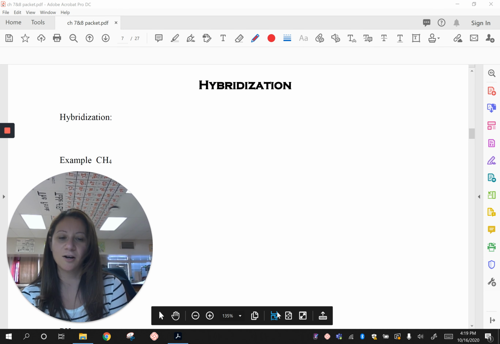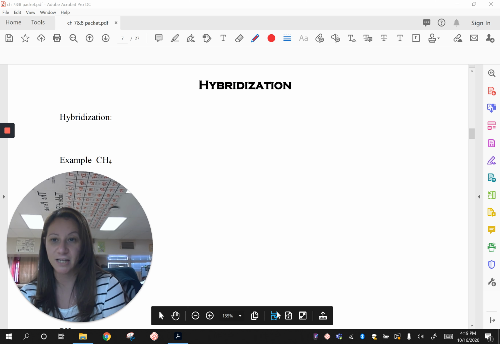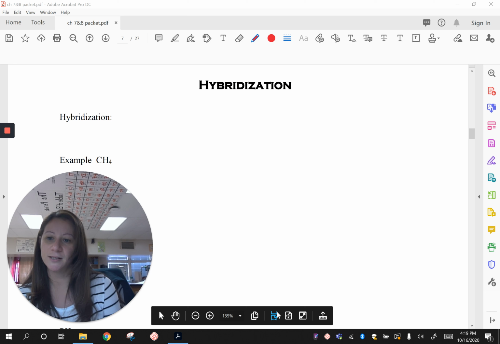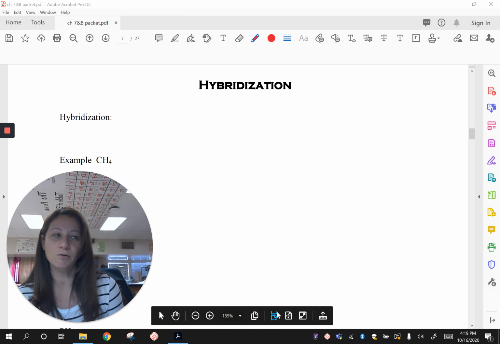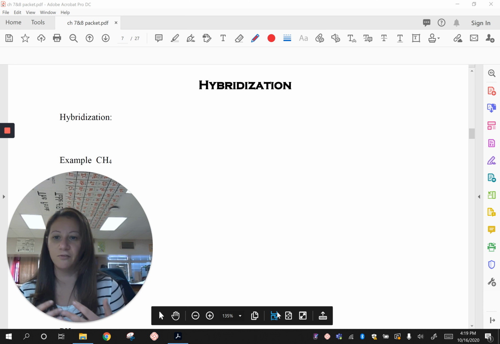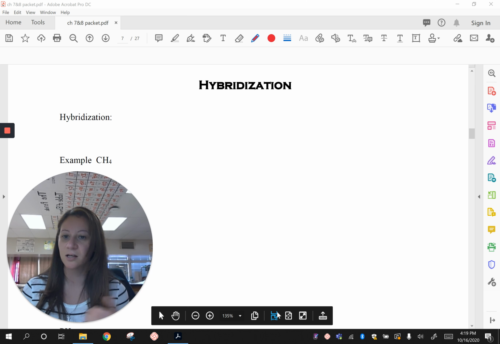We're continuing our conversation about covalent bonding, and today we're going to talk about hybridization. So when you hear the word hybrid or hybridization, what does that mean to you? Well, hybrid means mix. Hybridization means mixing. So you think like hybrid cars. That means they run on both a mix of electricity and also gas.